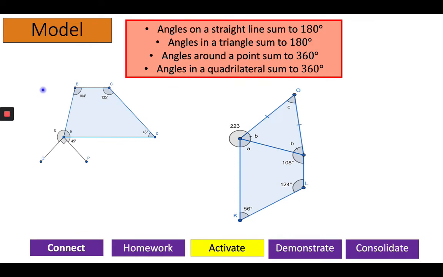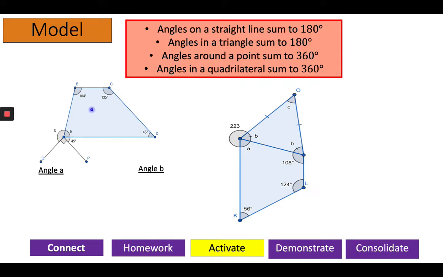I will now model how to find the angles when we combine straight lines, angles around a point, triangles, and quadrilaterals. I have written all of our angle rules up here for our review. We'll first look at this quadrilateral combined with angles around a point. We can see that we need to find two angles, angle A and angle B. Our first angle A we can see is the only angle missing in a quadrilateral.